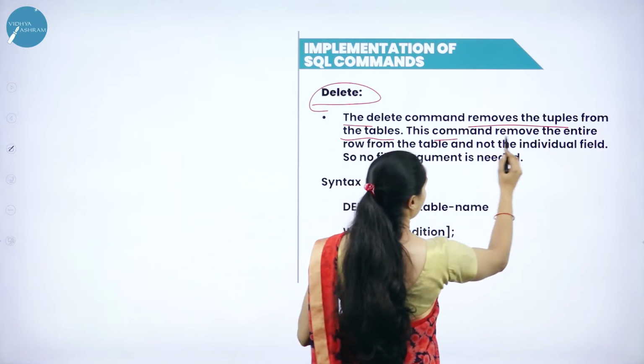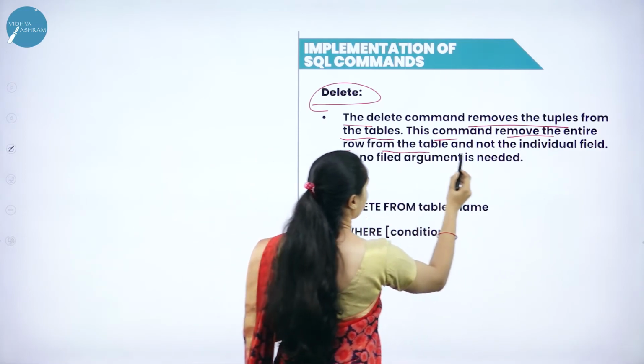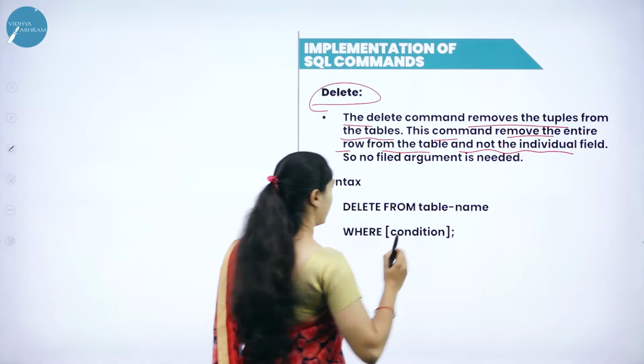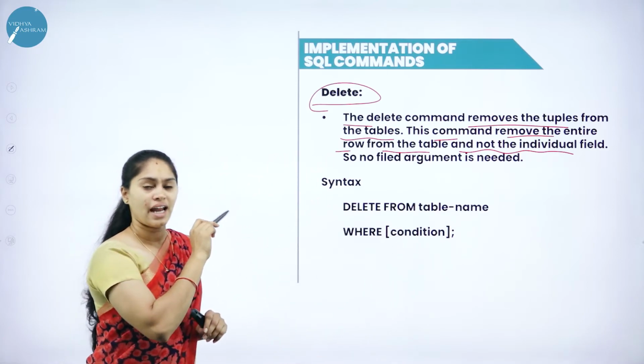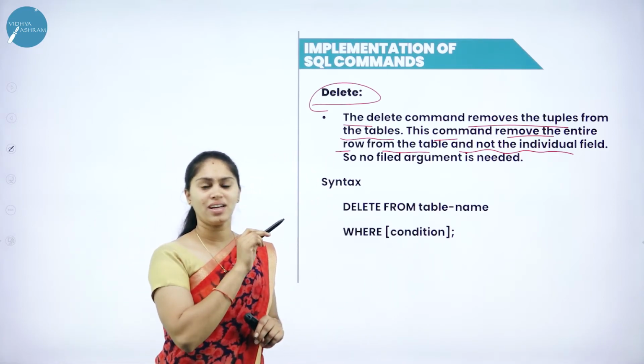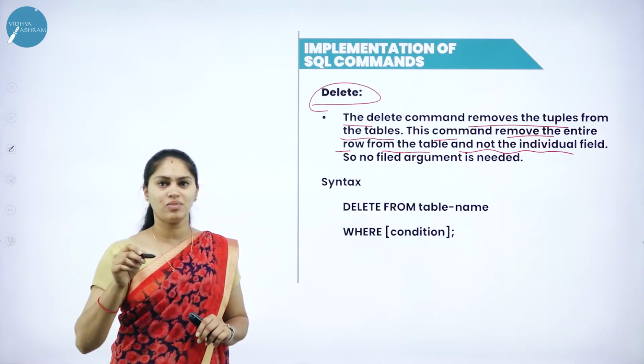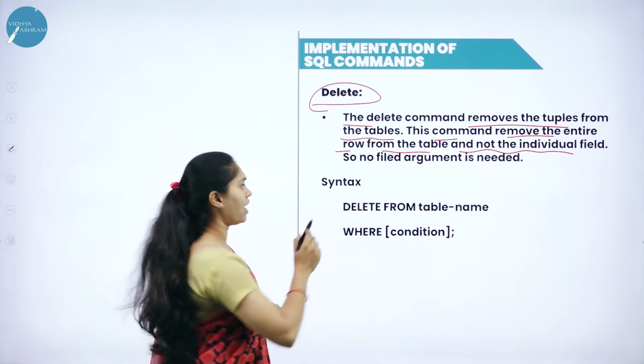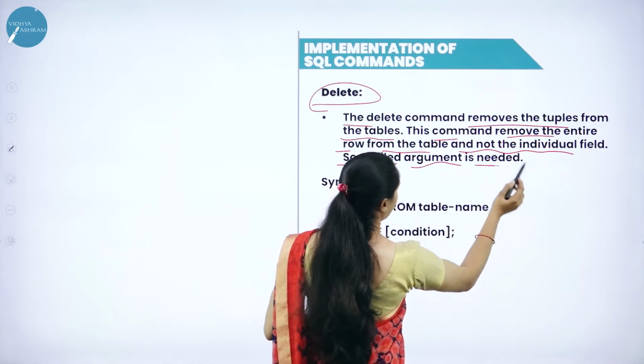So this command removes the entire row from the table and not the individual field. So we are removing the entire row, the entire tuple. We are not working with the columns. So remember that. So no field argument is needed.